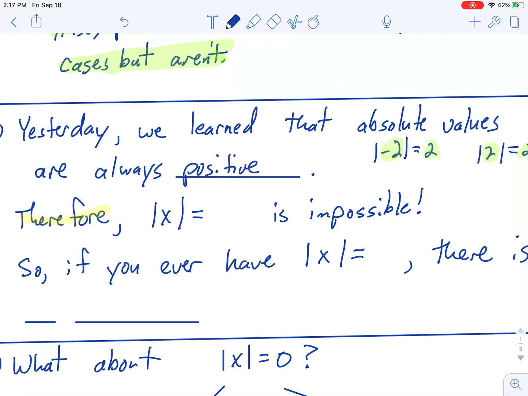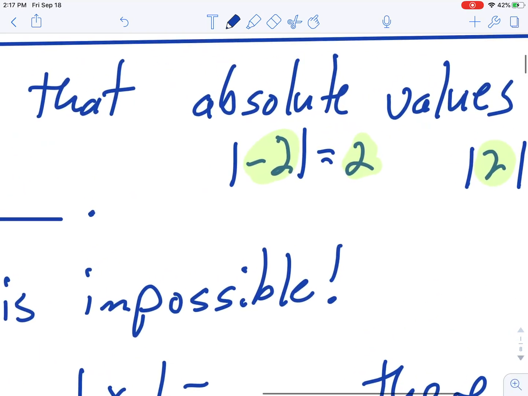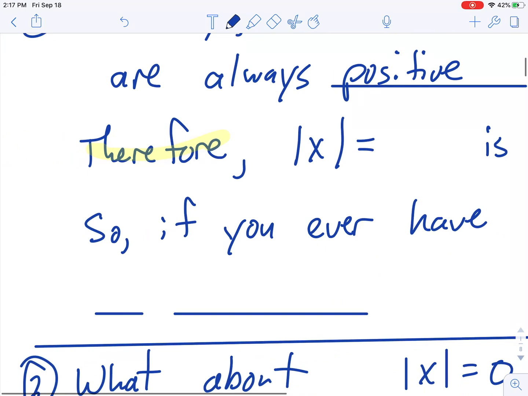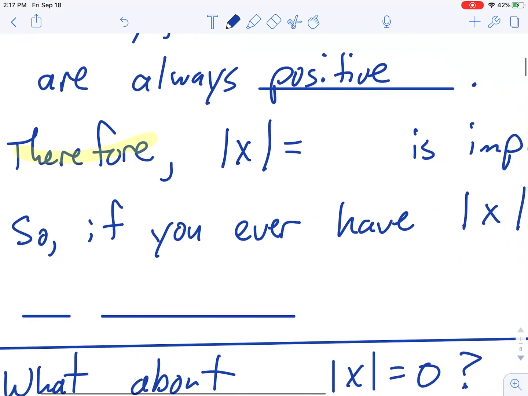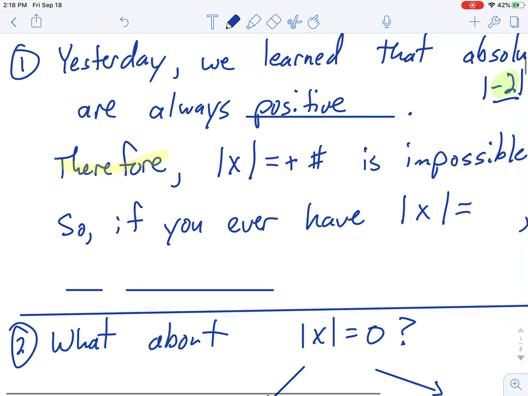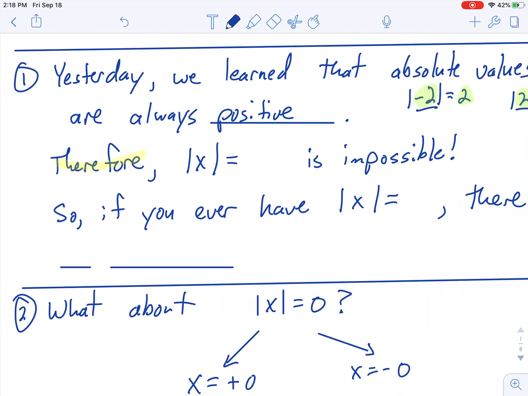Now, the outcome is always positive. The input, what goes into the bars, could be negative, could be positive. When it's a variable, we don't necessarily know whether it was positive or negative, but we know the outcome would have to be a positive number. The outcome is always a positive number. Therefore, the absolute value equal to a negative number is impossible.